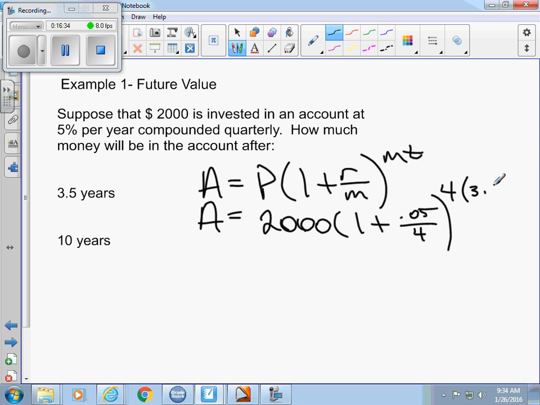Well, the first T I'm going to put in is 3.5, and then the second T I'm going to put in is 10. If you wanted to put it in your Y equals as a formula, you can. That way you can just go to your table and type 3.5 and then 10, or you can type it in your home screen twice. Either way. Make sure, everyone listen to this, make sure both the 4 and the 3.5 are exponents, not multiplied.